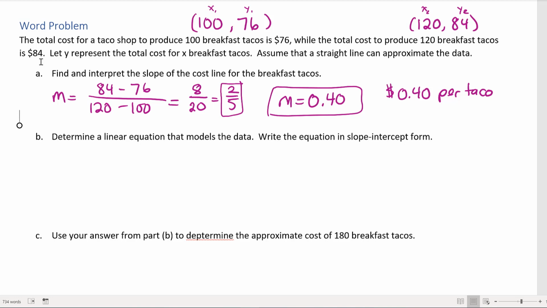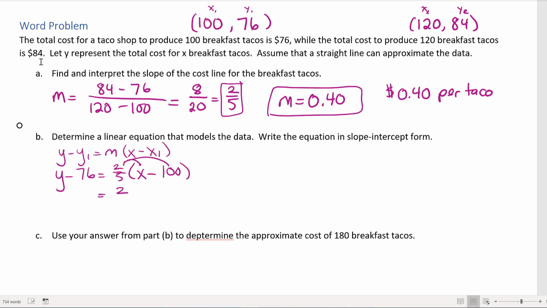Well, what am I given? I have 2 points and I have a slope. So I can use point-slope form with either the x1, y1 or x2, y2, whichever point I like better. So I have y minus y1 equals m parentheses x minus x1. Y minus my y1 is 76 equals 2/5, which is my m, parentheses x minus 100.